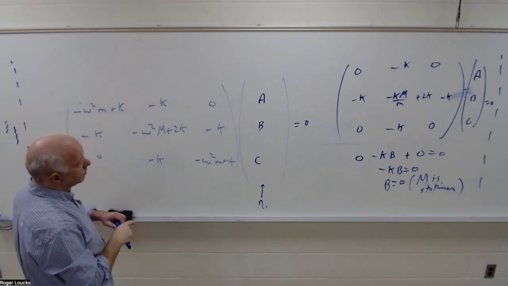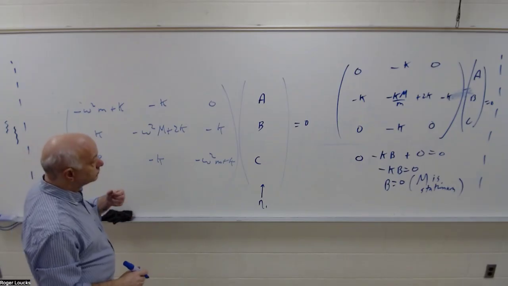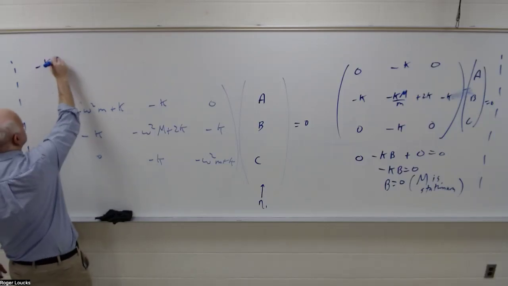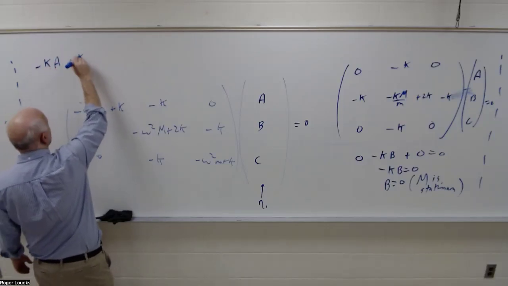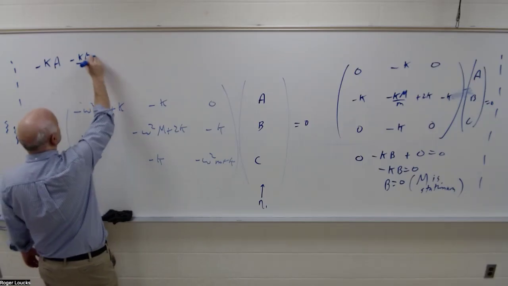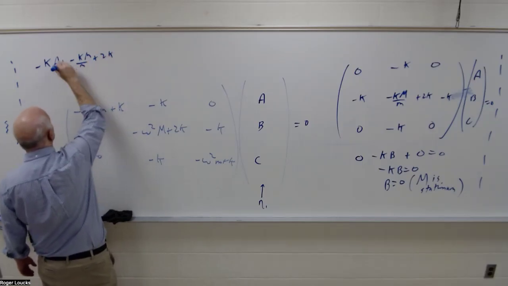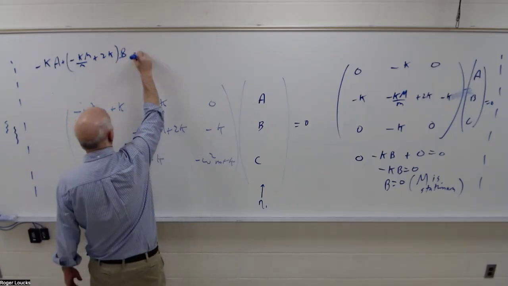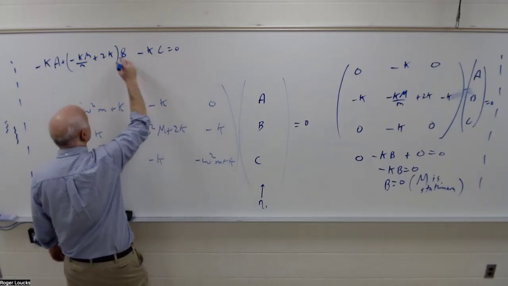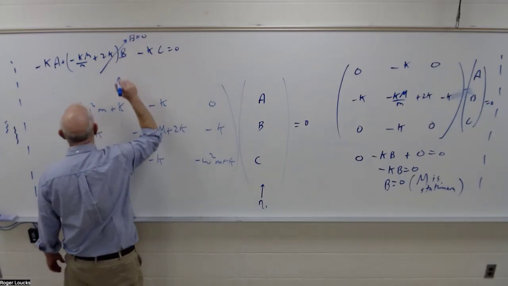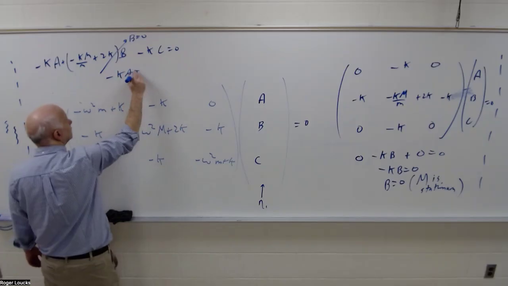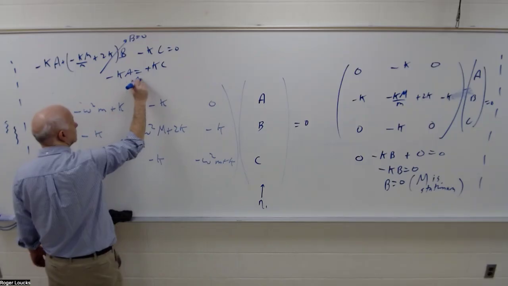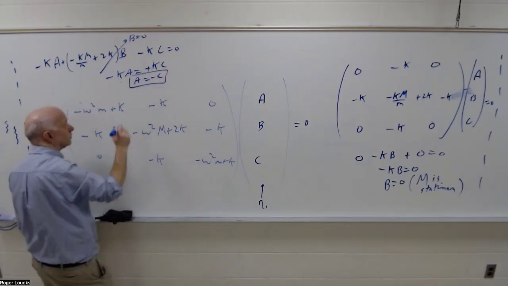If I do that big one there, what do I get? I get minus K A. Then I get minus K big M over little m plus 2K, multiplied by B, but we know what B is now. Minus K C, 0. And B is equal to 0, so that goes out. This gives me minus K A equals plus A C.